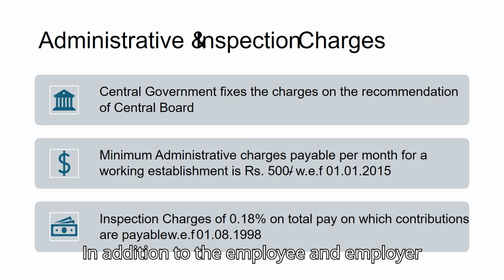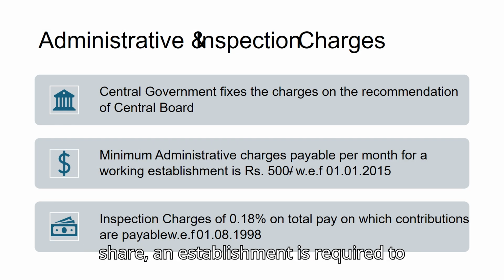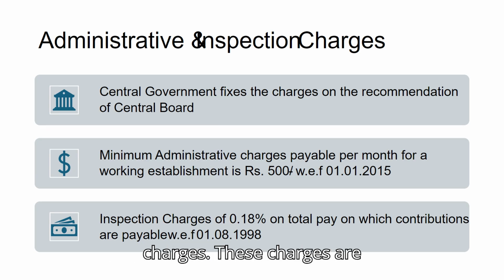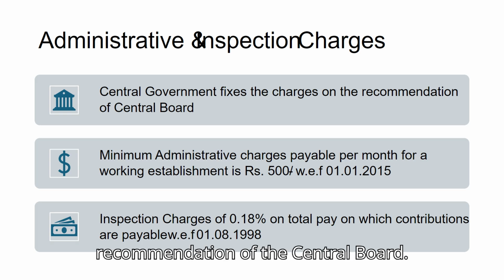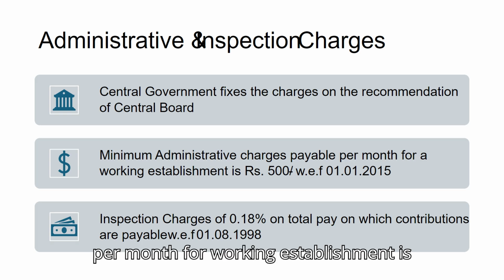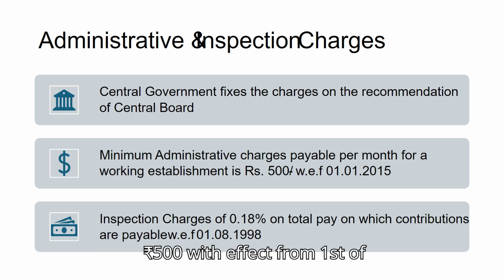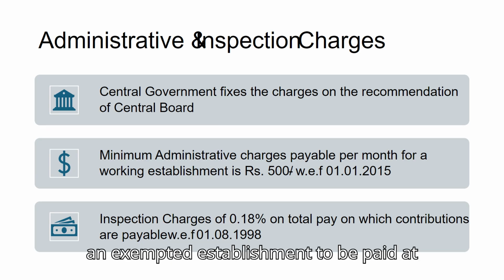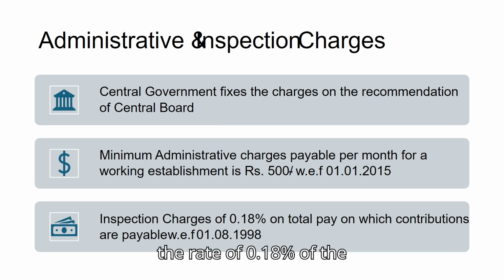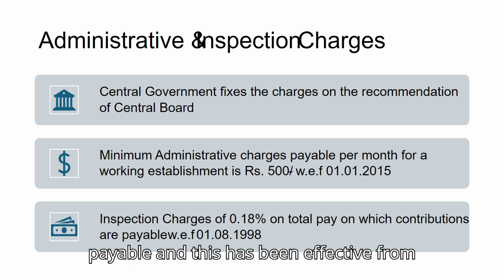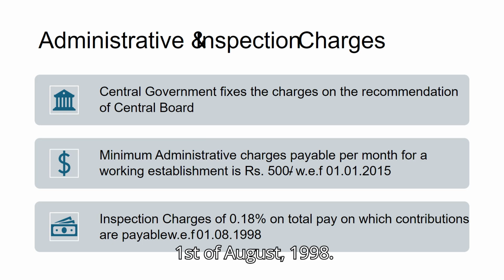In addition to the employee and employer share, an establishment is required to pay administrative and inspection charges. These charges are fixed by the central government on the recommendation of the Central Board. The minimum administrative charges payable per month for a working establishment is 500 rupees with effect from 1st of January 2015, and inspection charges, which are paid in respect of an exempted establishment, are to be paid at the rate of 0.18% of the total pay on which contributions are payable, and this has been effective from 1st of August 1998.